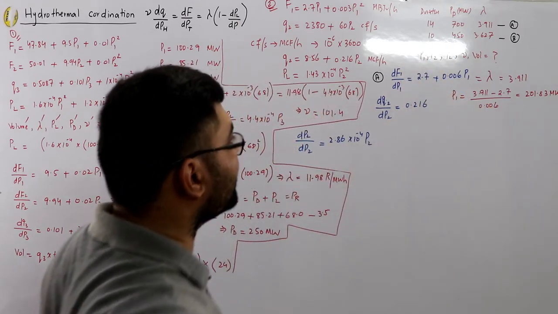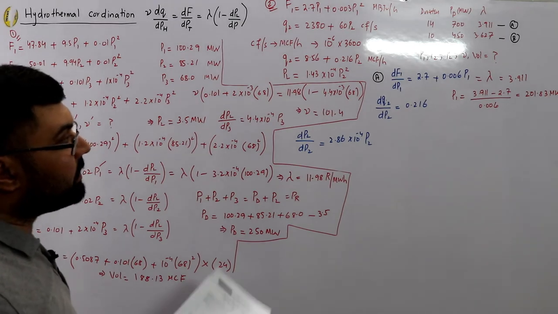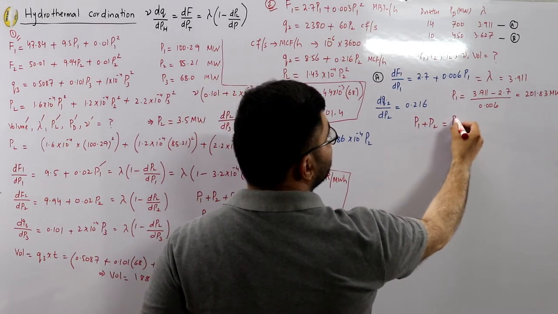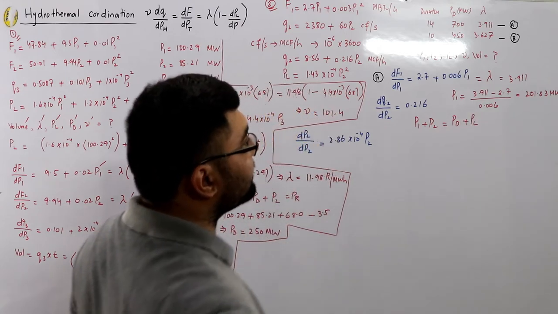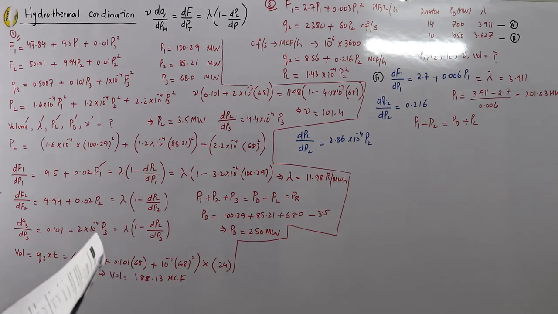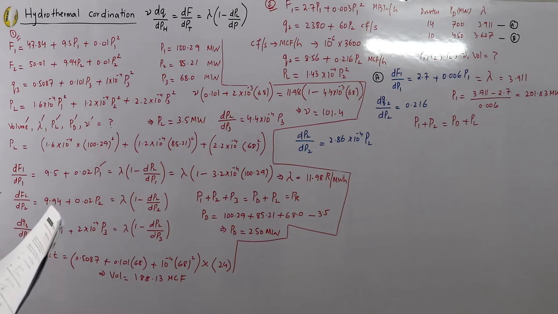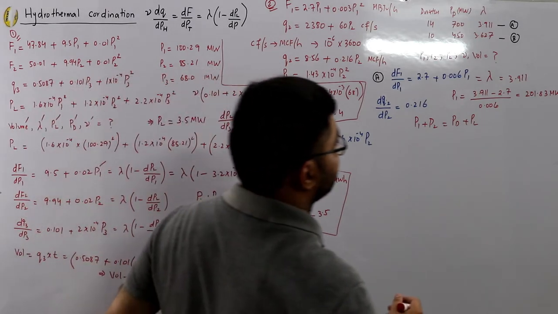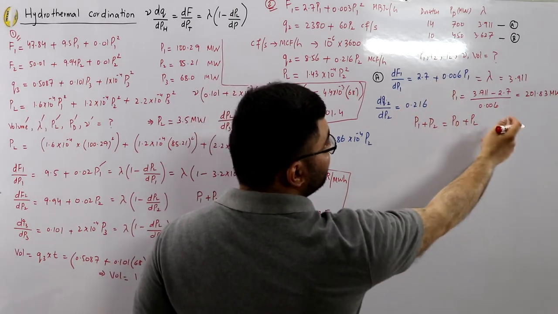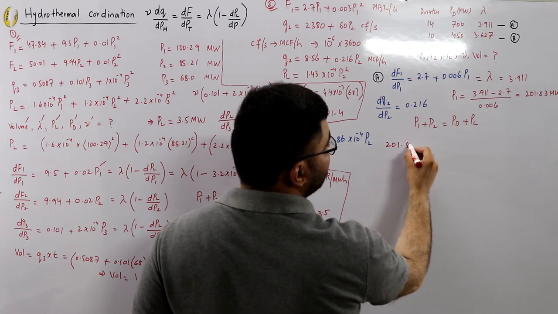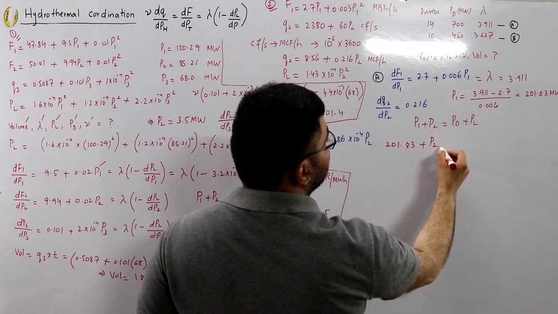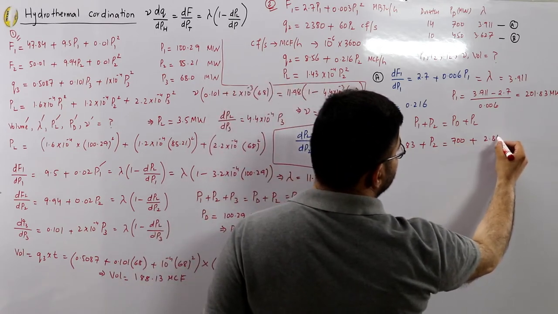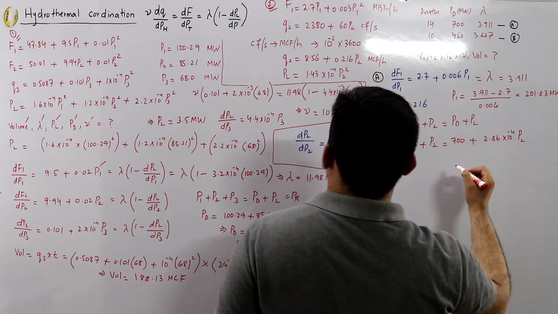So I've got P1. Now the next step: if I talk about the power demand in this case, P1 plus P2 would be equal to the power demand PD plus the power loss PL. I have the power demand, and P1 I have already calculated. So from this equation, 201.83 plus P2, where P2 is unknown, would be equal to the power demand, which is 700, plus the power loss, which is 2.86 into 10 to the power negative 4 P2, and this would have a square to it.